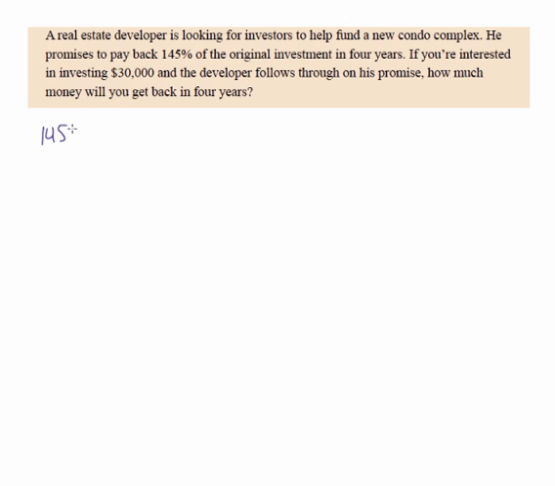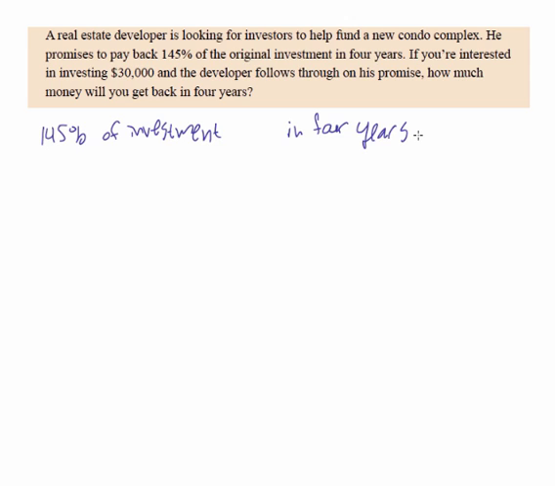that the developer is promising 145% of whatever the investment amount is. Second is that he is promising this return in 4 years. I don't know what the question is yet, but at least I've gotten started.